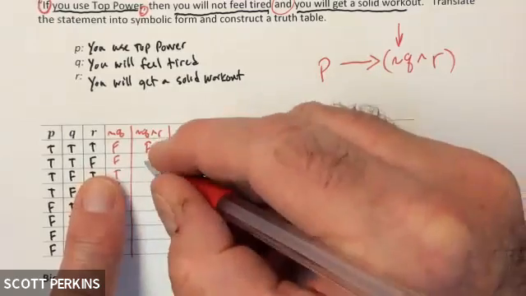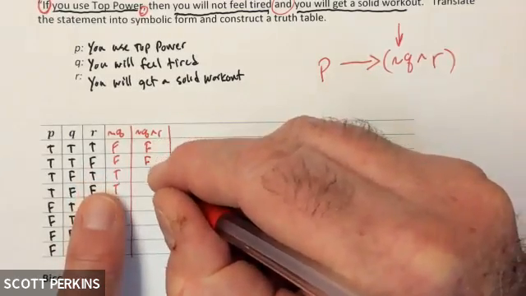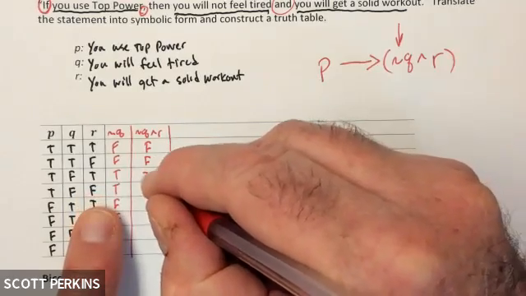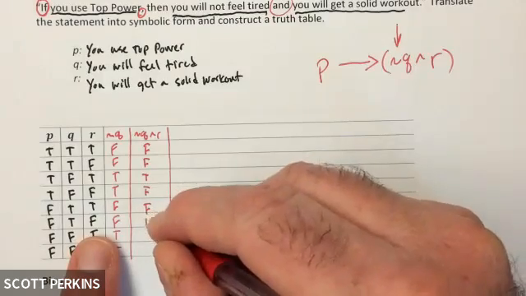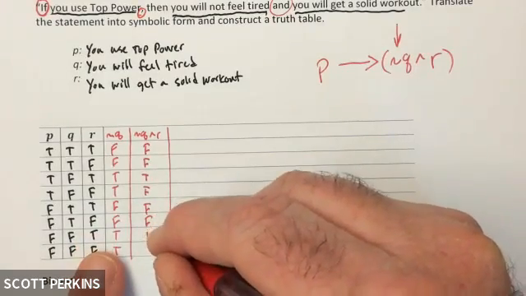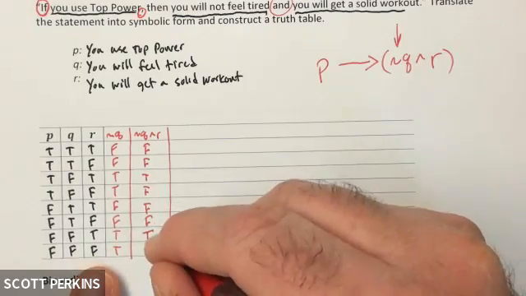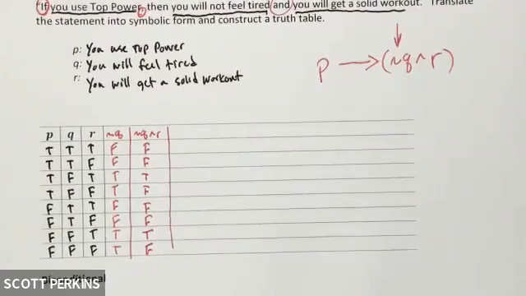How about the second row? Yep. How about the third row? Fourth row? Perfect. Fifth row? Sixth? Seventh? And the eighth. Perfect. Okay, the and statement is true.